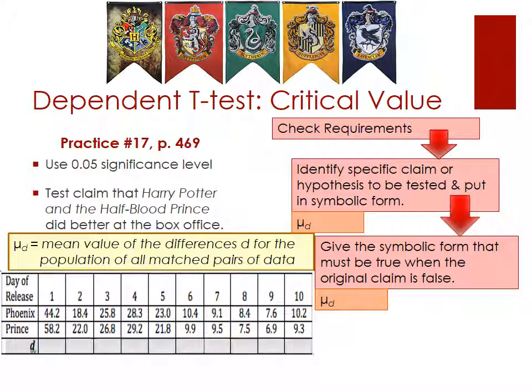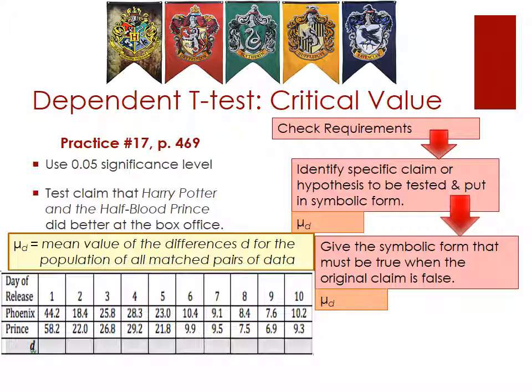In this particular example, here's your data set. I've brought it up for you here on the screen. You can see we have the days of release here. We have the Phoenix going across the top, and then Prince comes second. And the bottom row I've added on is the D value. Okay, so that is the D.